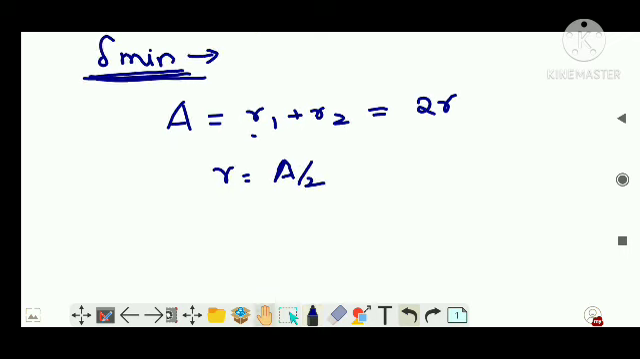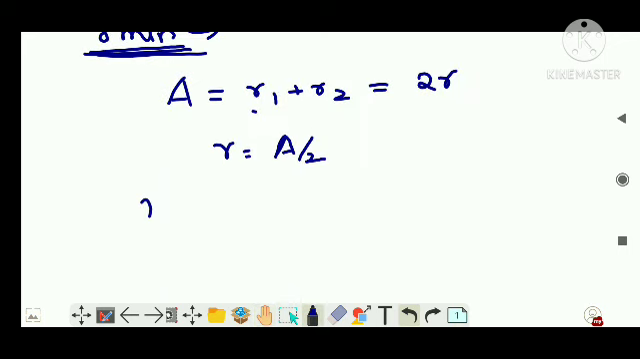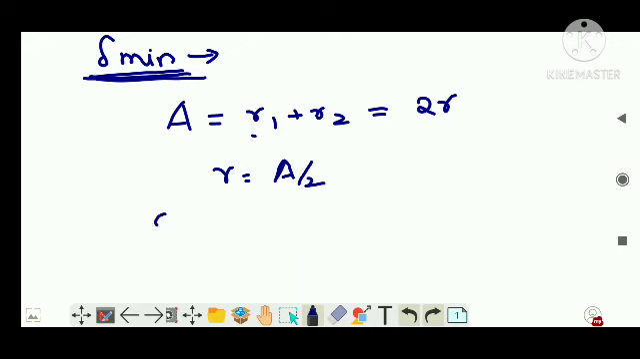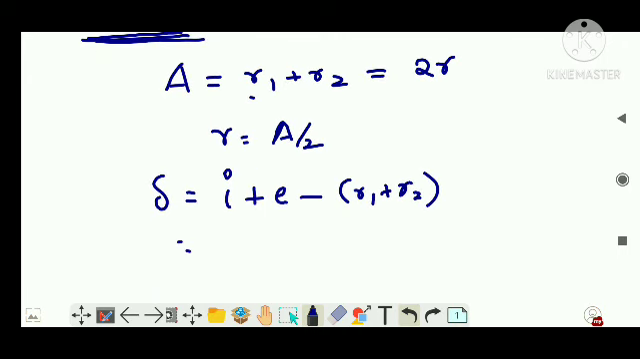Clear? Now, what is minimum deviation? Let's say the proper deviation equation, then we will make it the minimum. Proper deviation is I plus E minus R1 plus R2, right? And then we wrote it as I plus E minus angle A, right?